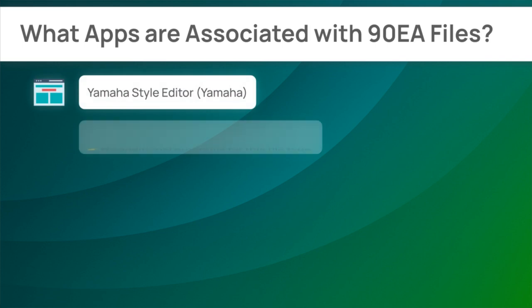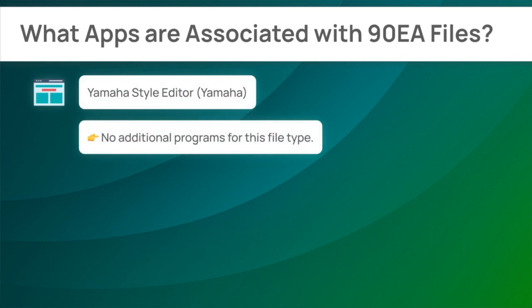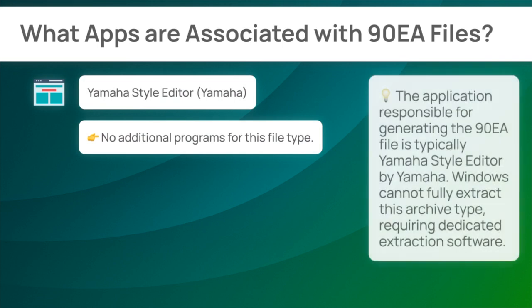For reliable opening, Yamaha Style Editor by Yamaha offers the best solution for 9.0 EA. Windows cannot fully extract this archive type, requiring dedicated extraction software. Windows can preview audio content, but full mixing or mastering requires professional tools.